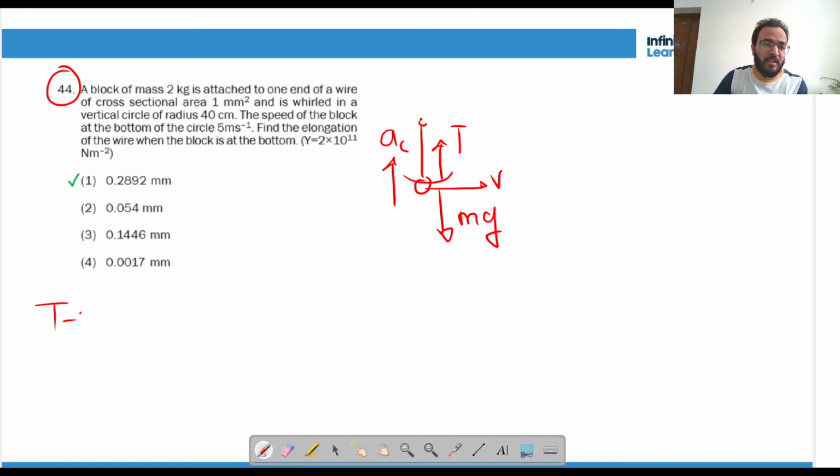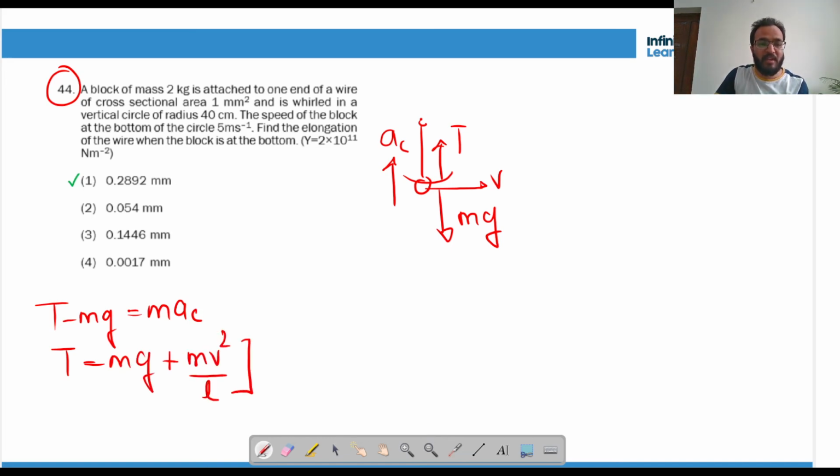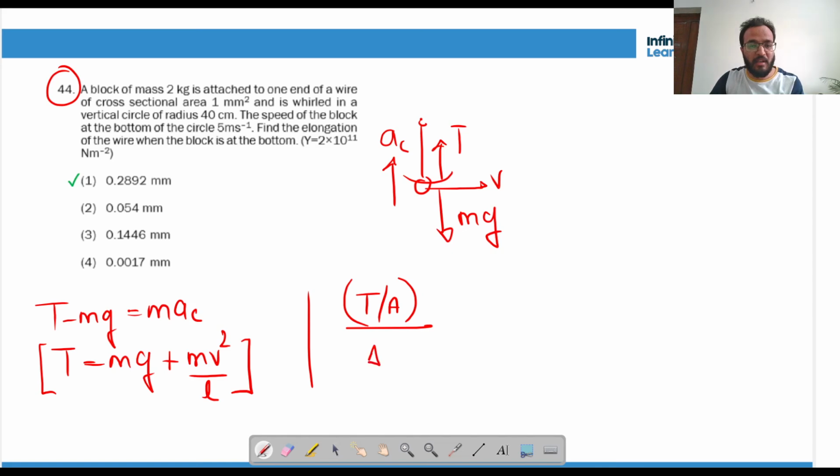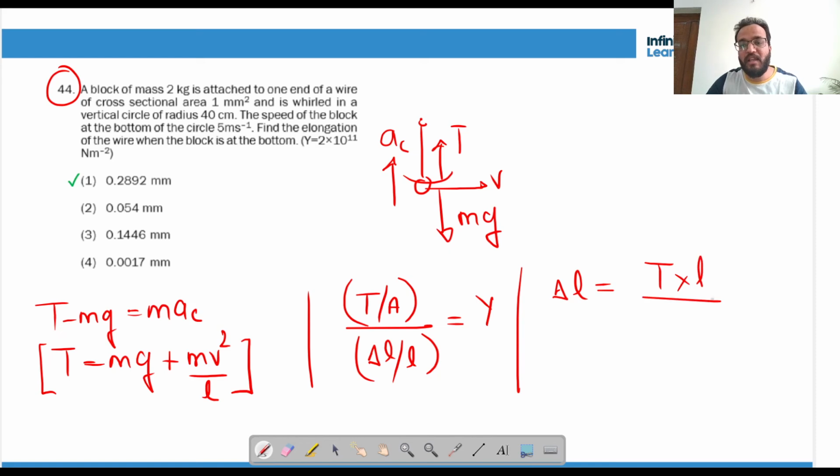You will say T minus mg is equal to m a_c. So tension at the bottom is mg plus mv square by L. Put the values and get the value of tension first. Then tension upon area is the stress, and delta L by L is the strain; stress upon strain is equal to Young's modulus of elasticity. Put the values. Delta L will be T into L by A into Y. Put the values, get the answer.